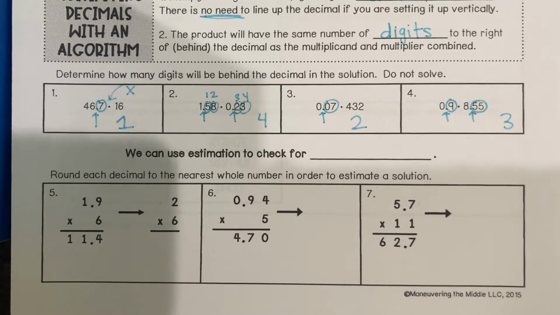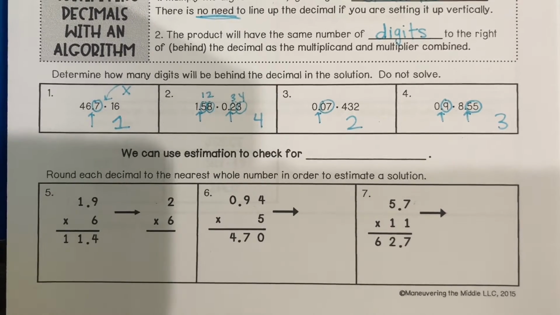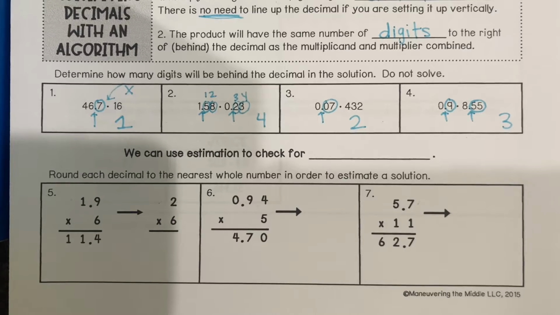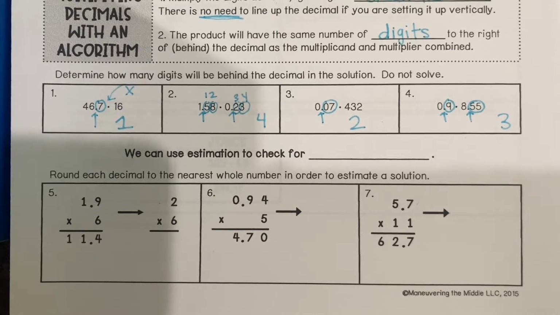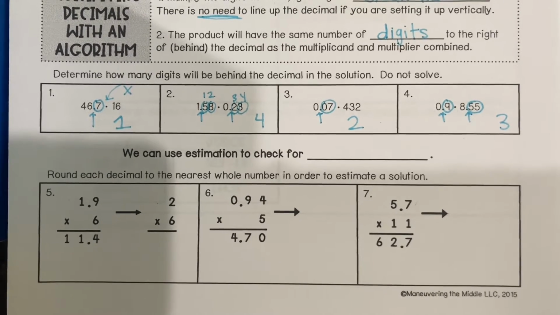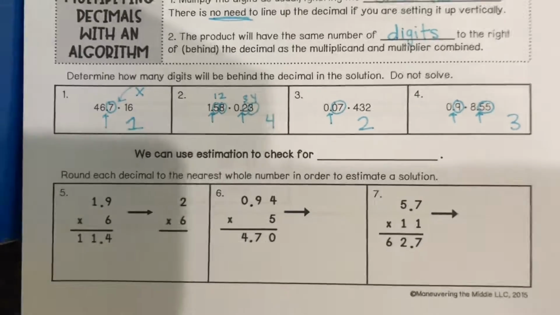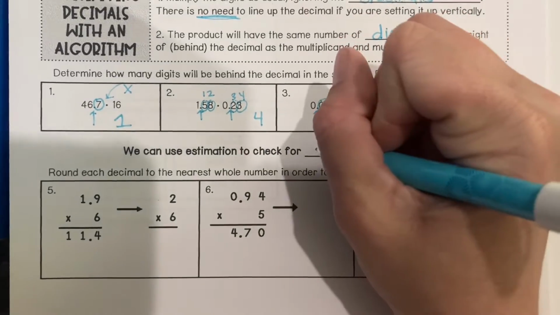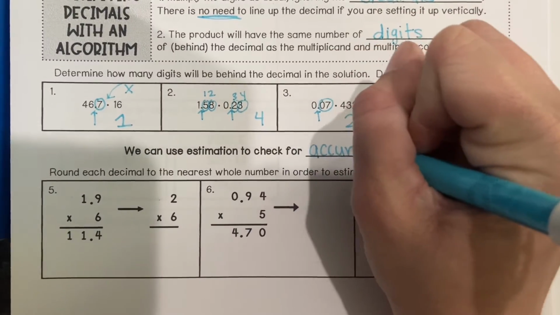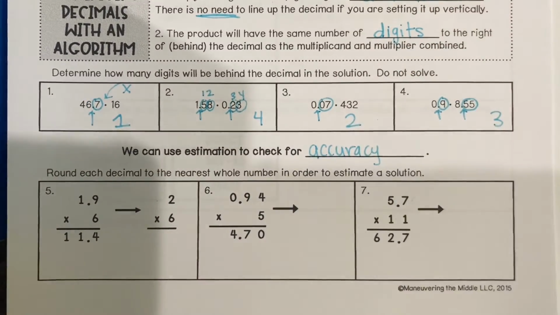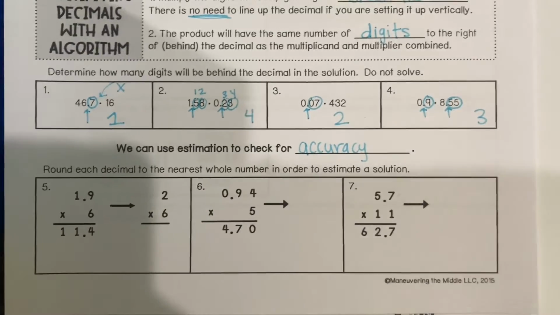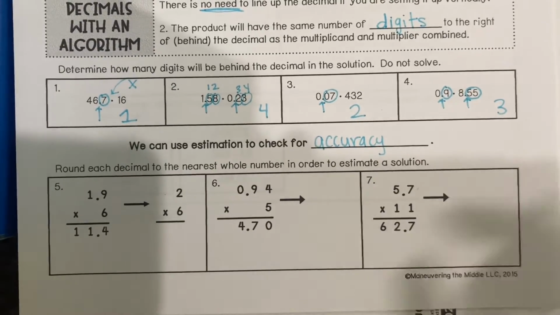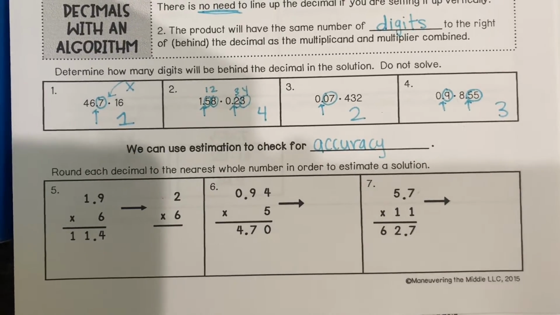All right, what could we use estimation for? One way we can use estimation is to see if we are getting close to the correct answer. So we can use estimation to check for accuracy. You may not know for sure if you're getting the right answer, so we're going to estimate sometimes for that.